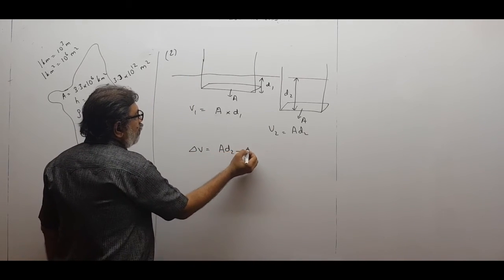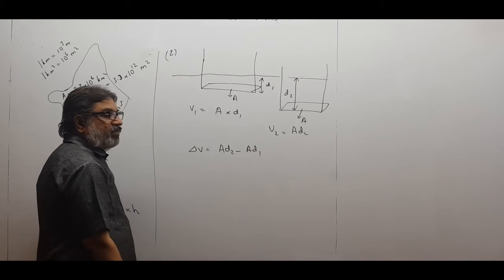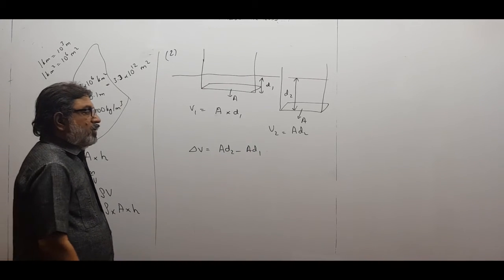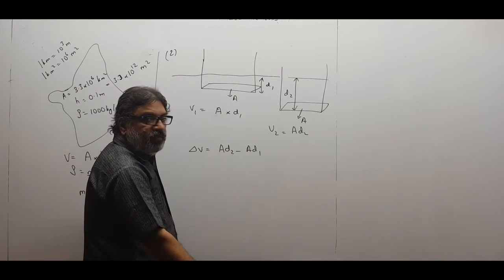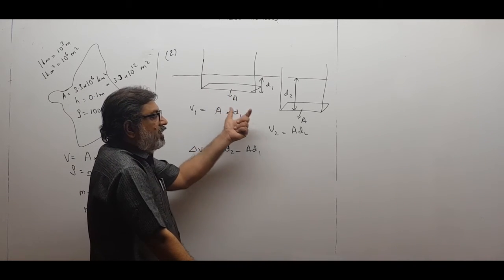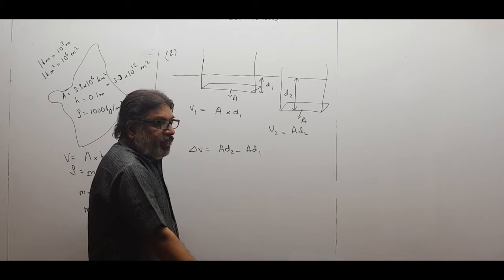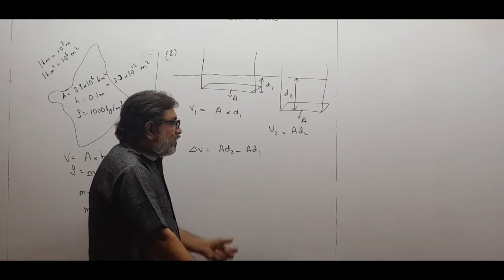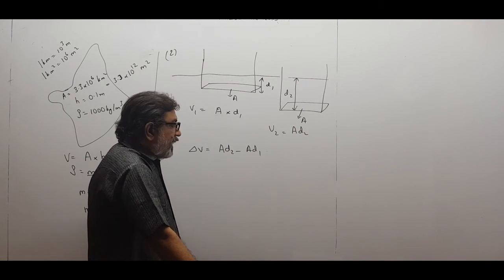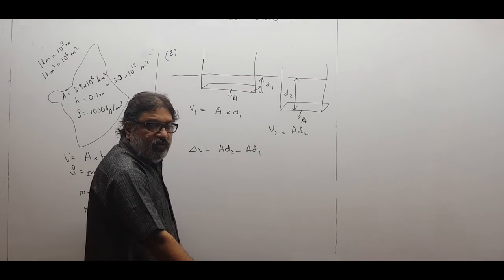That is A d2 minus A d1. This is the difference in the volume of water displaced. Earlier the water displaced was A d1, now the volume displaced is A d2. The extra volume displaced is how much? This much. And what is the mass of this volume?